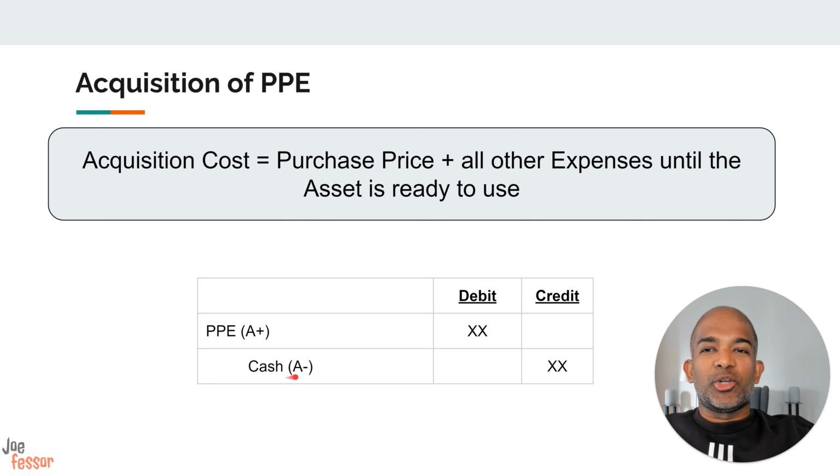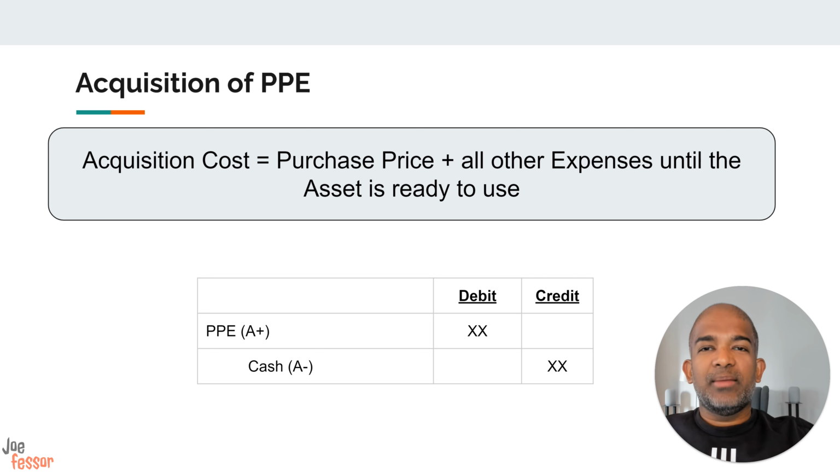When you purchase an asset, what is the journal entry you would make? Assuming that you're paying with cash to buy this asset, you would debit your PPE account, which increases your asset, and you would credit your cash account, which decreases your assets, so it stays balanced. So this is the journal entry you would make when the asset is being purchased.